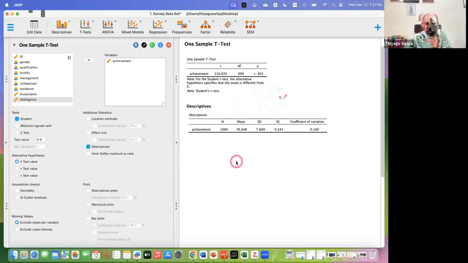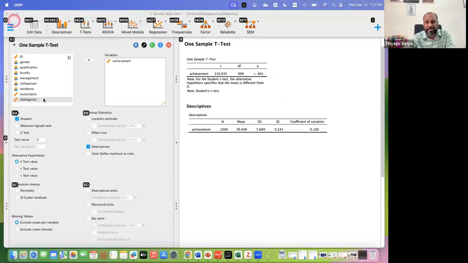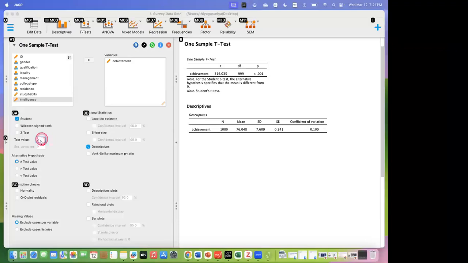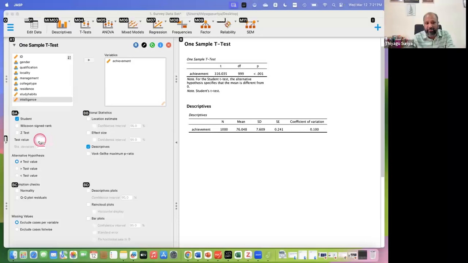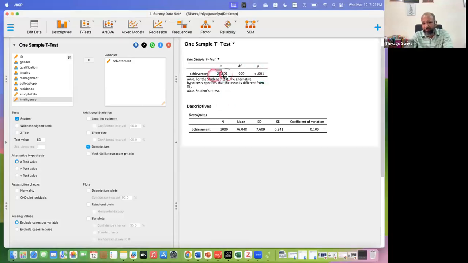Go to the test value, you can type. What is the test value in this case? The test value is nothing but the population mean. Yes, you can type 83 here. When you enter 83, you can see that my t-value has now changed. My p-value also changed, right? What is the meaning?